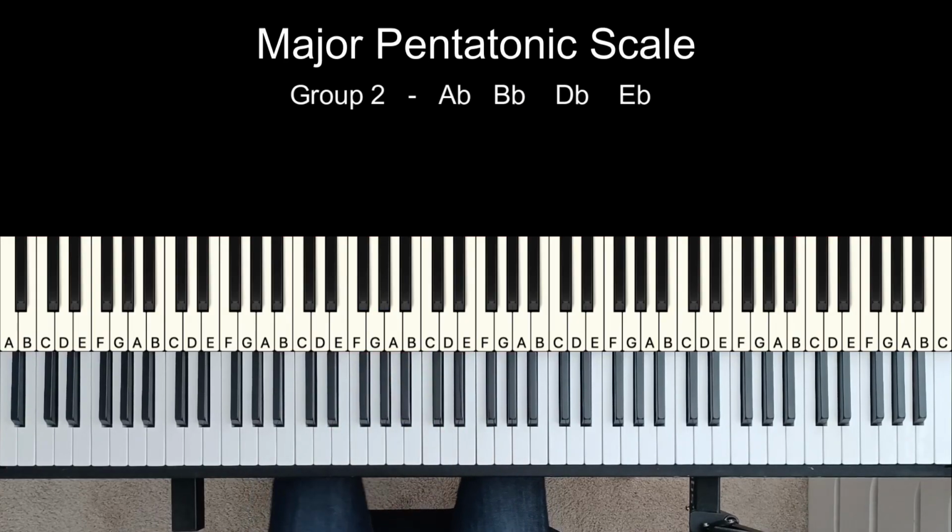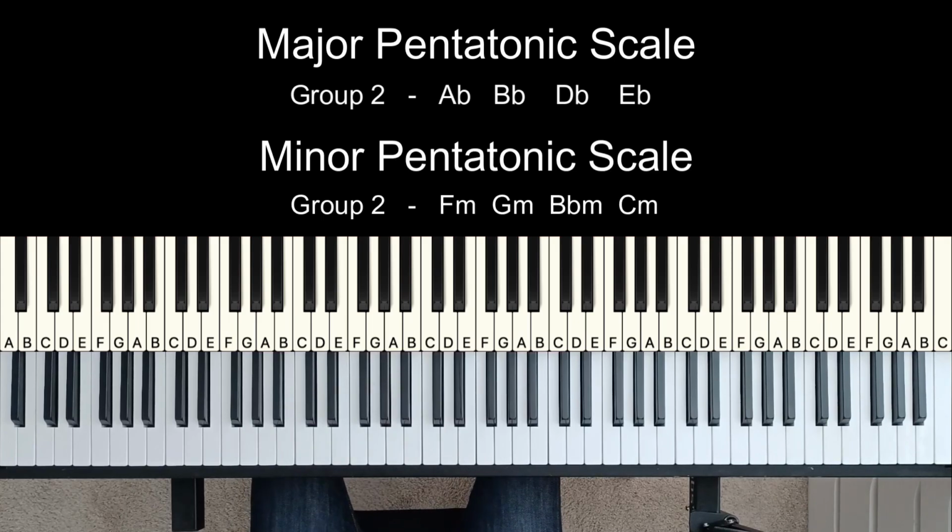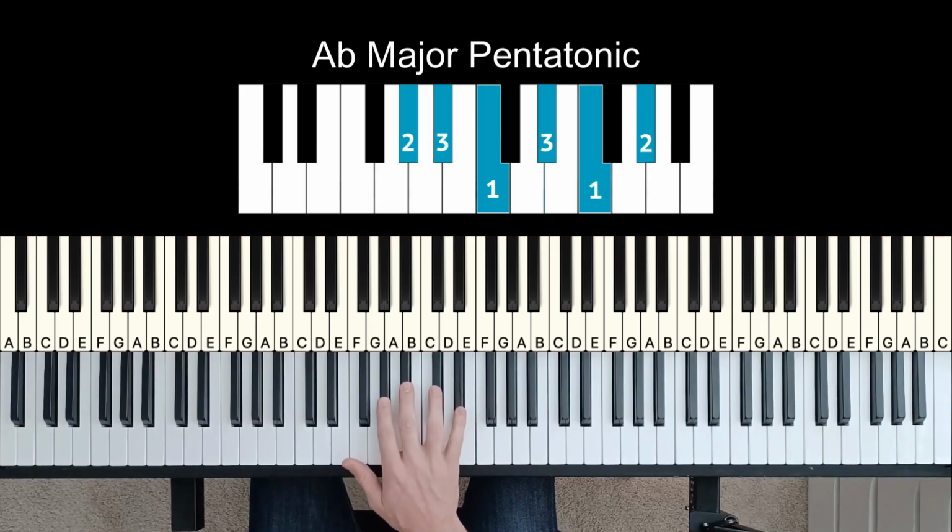So for group 2, the major pentatonic was in this order: A flat, B flat, D flat, and E flat. And so the minor pentatonic will start in this order: F minor, G minor, B flat minor, and C minor. And you're just starting with the finger as if you're continuing the relative major scale. So for A flat, you would start with your second finger and then you find your relative minor by moving down 3 half steps. So in this case, we can start with our finger 1.